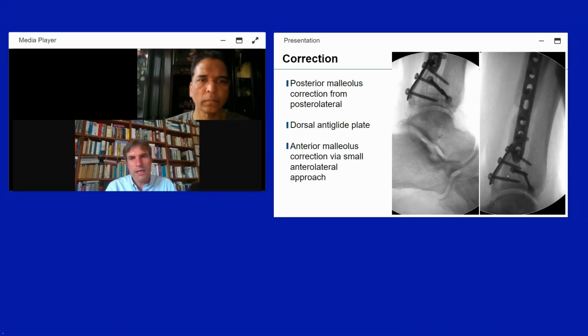So we started all over. We started from the back with the posterior malleolus, with the dorsal anti-glide plate. We redid the fibula with the locking plate this time, bringing it back to the front, and then the anterior malleolar correction with a small anterolateral approach. So this was done with the patient lying in a lateral decubitus position because we did not venture to the medial malleolus.